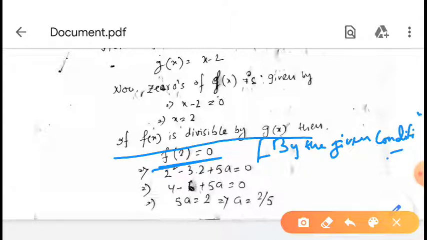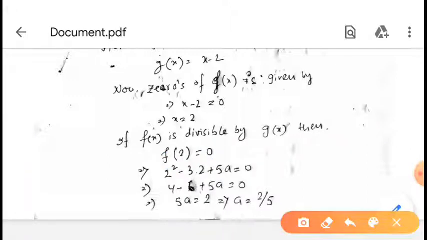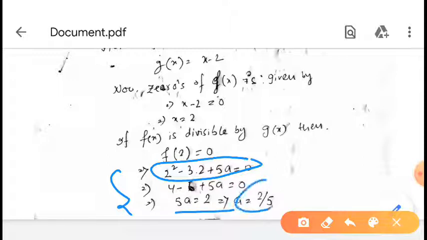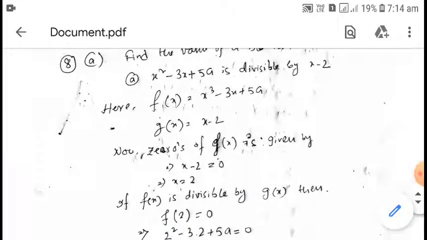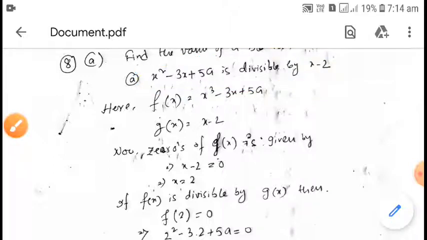Okay, then you will see 2 square minus 3 into 2 plus 5a, and you find the value of a from here. With a simple calculation you will get a equal to 2 by 5. So this is the actual value. If you put a equal to 2 by 5 here, then you can see that this is divisible by x minus 2. Okay, so these three problems are quite important.